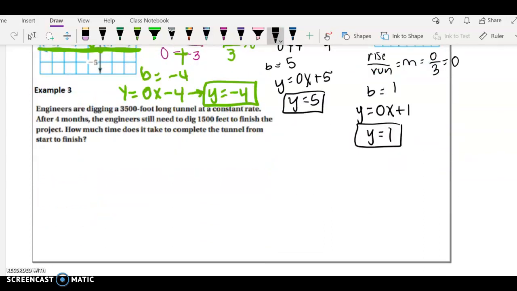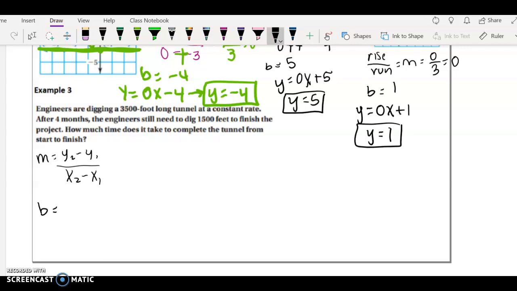So example 3, engineers are digging a 3,500 foot long tunnel at a constant rate. After 4 months, the engineers still need to dig 1,500 feet to finish the project. How much time does it take to complete the tunnel from start to finish? So we need to write an equation, but in order to do that, we need to know our slope, which is y2 minus y1 over x2 minus x1, and we need to know our y-intercept.